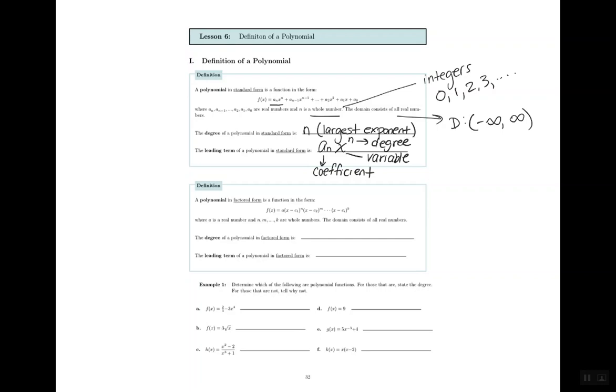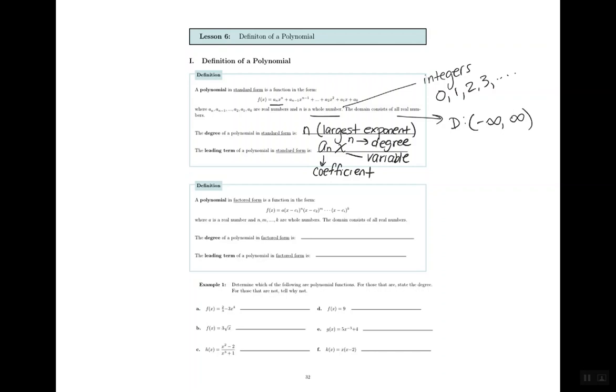The other way to define a polynomial is in factored form. A polynomial in factored form is given by the function f of x that we see in that second definition box. A, that constant out front, is a real number again. N, m, and k, which represent the exponents on each one of those factors, are whole numbers again. So again, the integers 0, 1, 2, 3, etc.